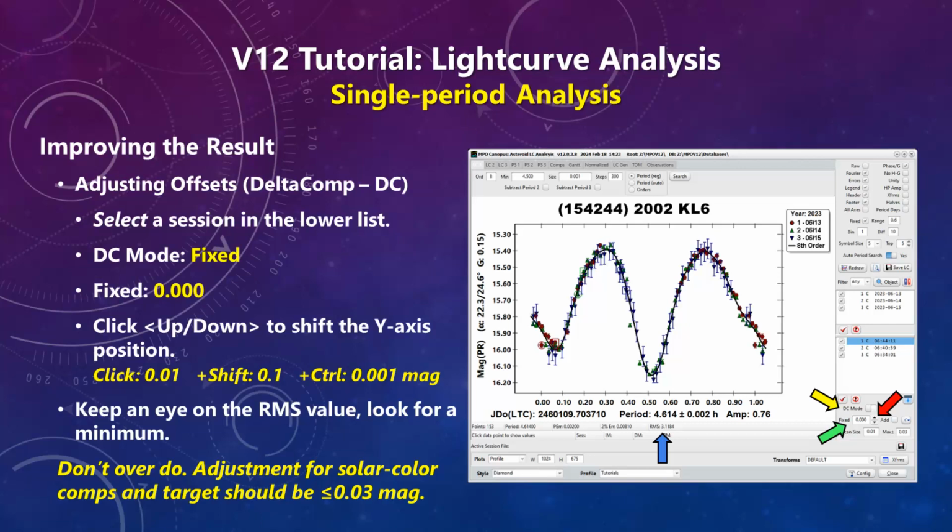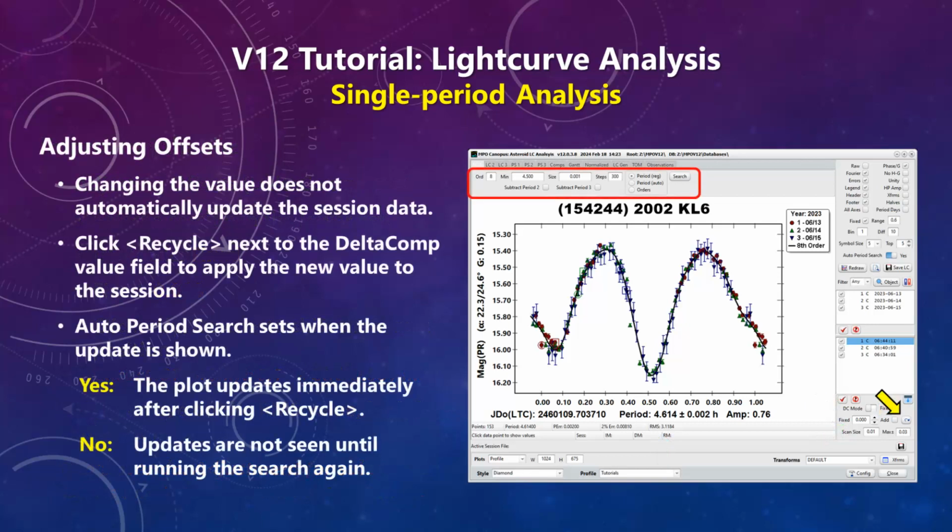Click on the session in the C list that is to be adjusted and then click on the fixed entry field, where you should start at 0.0 if this is the first time the session has been analyzed. Enter a new value or use the spinner control to change the offset value, or delta comp, as it was called in version 10. Changing the delta comp value does not automatically update the session data, nor necessarily cause a new period search. Click the Recycle button to have the change take effect and be saved permanently to the session's record.